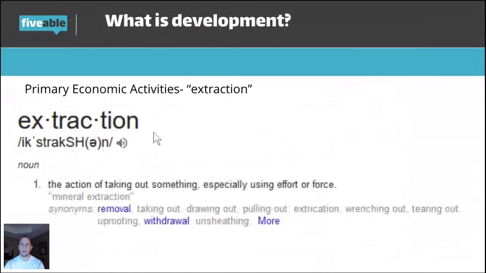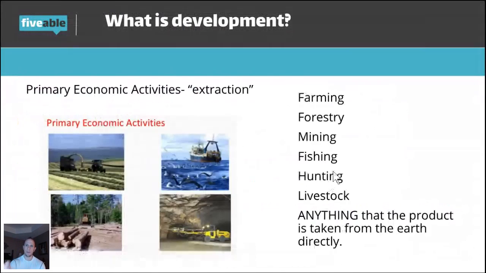So when we look at primary economic activities, y'all, we are looking at anything that is extracted from the earth. Okay, so we just got done with Unit 5, looking at agriculture and livestock and all that good stuff. That is primary economic activities. So anything that's taken out of the earth, such as a crop, such as livestock, such as mining, right? Mining, fishing, hunting, anything that is taken straight from the earth directly, we're looking at primary economic activities.